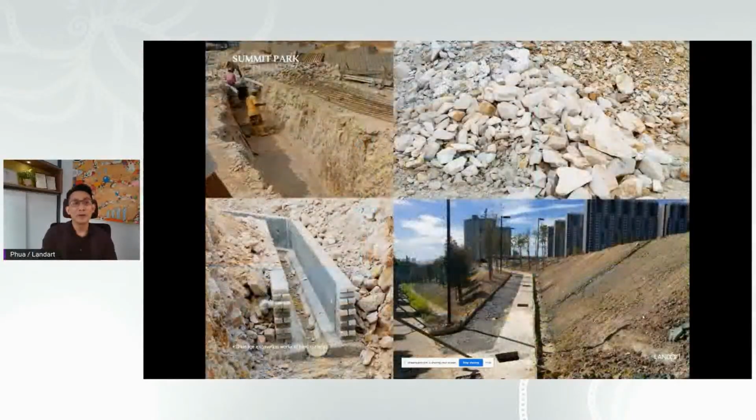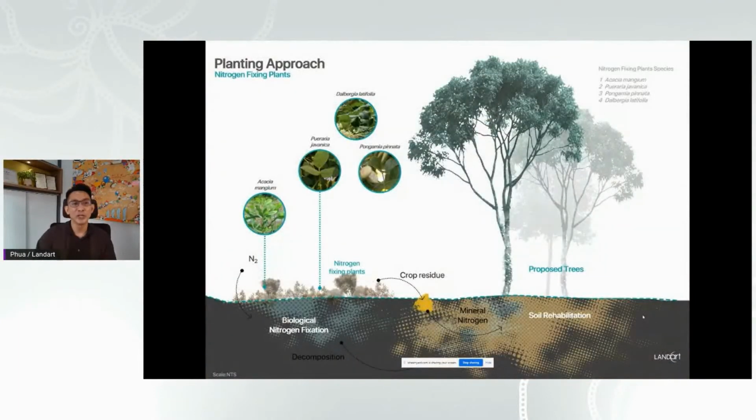Another interesting point is that at the site we faced very, very hard soil. We can't really introduce a lot of planting into this area. So when it comes to the planting design approach, we introduced nitrogen fixing plants. The reason you call it a nitrogen fixing plant is that all the species of these plants decay very fast and become compost, new nutrients for the next plant to grow.